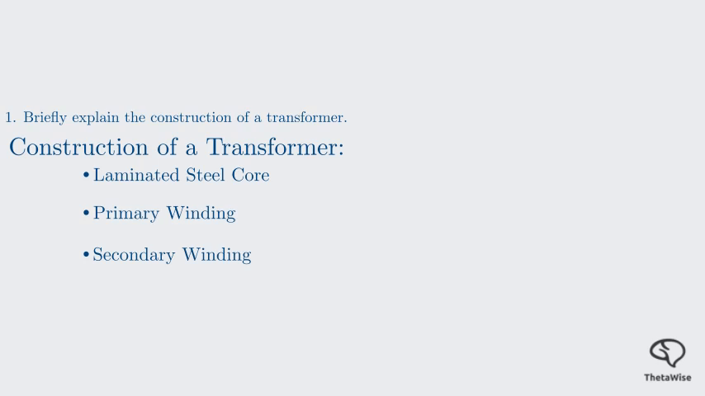They are wrapped around the common laminated steel core. This means that while the windings are physically close, there is no electrical connection between them. The core provides the pathway for the magnetic flux. Question 2 asks for our understanding of mutual inductance.